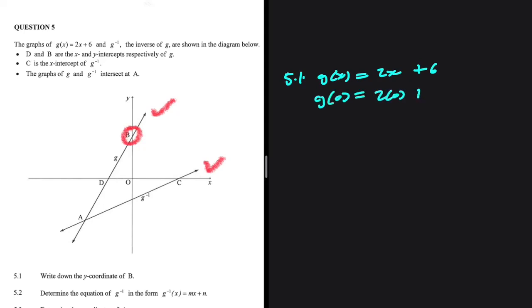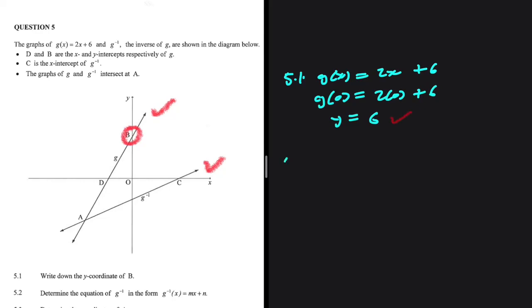We have two functions, g of x and g inverse. We're supposed to find the y coordinate of B, the y-intercept of g of x. We are given the equation g of x equals 2x plus 6. If you want to find the y-intercept, you let x be equal to 0. So g of 0 equals 2 multiplied by 0 plus 6. So y is going to be equal to 6. 2 multiplied by 0 is just 0. So that is the y coordinate of B.